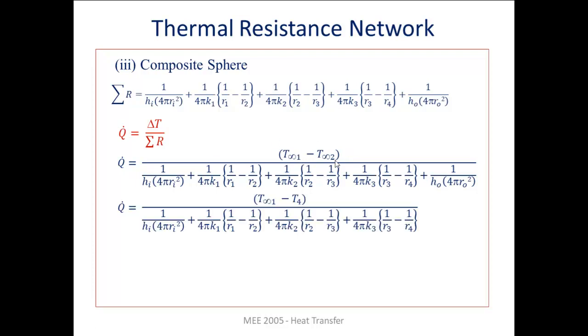To determine the intermediate temperatures, let us say you want to calculate the outer surface temperature of the outer cylinder, which is T4. Then we should not consider the convective resistance from the outer surface to the surrounding. So neglecting the outer convective resistance, these are the resistances involved. So using this, we can find T4 provided you know the rate of heat transfer and T infinity 1.